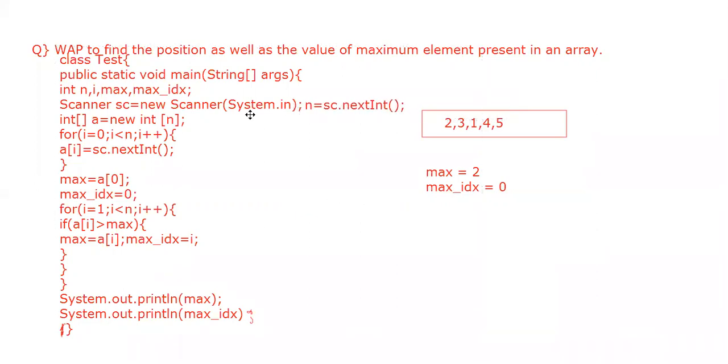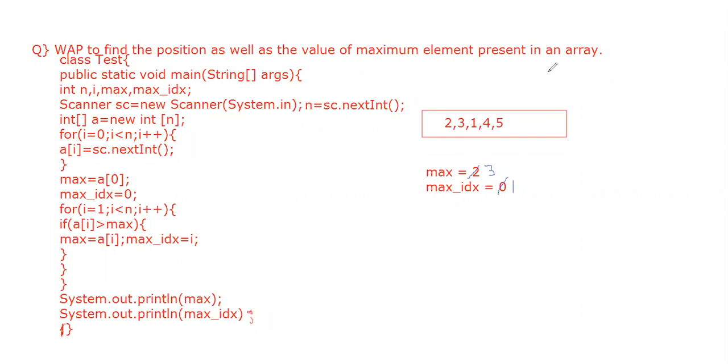Okay, so this is what the statement n equal to sc.nextInt() will just follow this statement Scanner sc equal to new Scanner(System.in). Okay, anyways, so for i equal to 1, i less than n, i plus plus. So the initial value of a[i] is 3 because i is equal to 1. Now since a[i] that is 3 is greater than the current maximum 2, we will say that max is equal to a[i]. So max becomes 3. And max idx equal to i. So max idx or max index becomes 1.